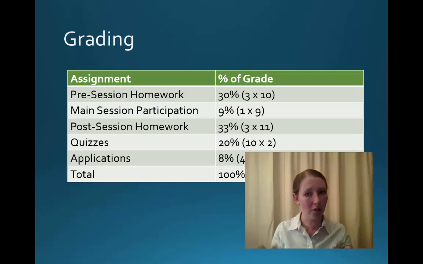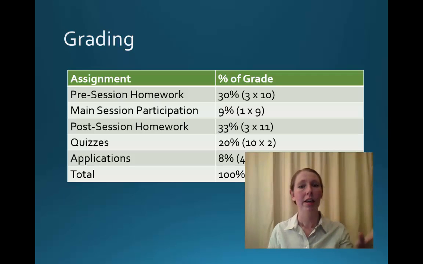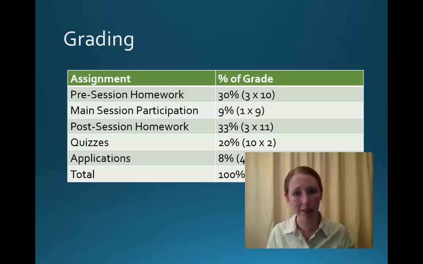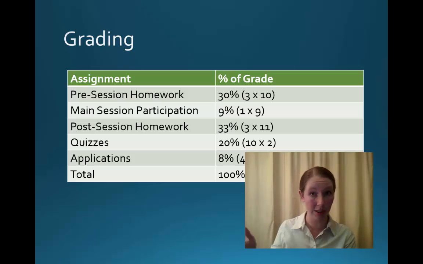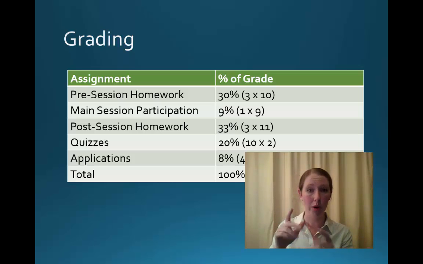Okay, so here's an overview of what the grading looks like in the course. The pre-sessions are each worth 3 points, and there are 10 of them. There's not one this week, but there will be one every week hereafter, and they're always due Mondays. So you'll have a pre-session due this upcoming Monday, where you read an article and answer some questions.